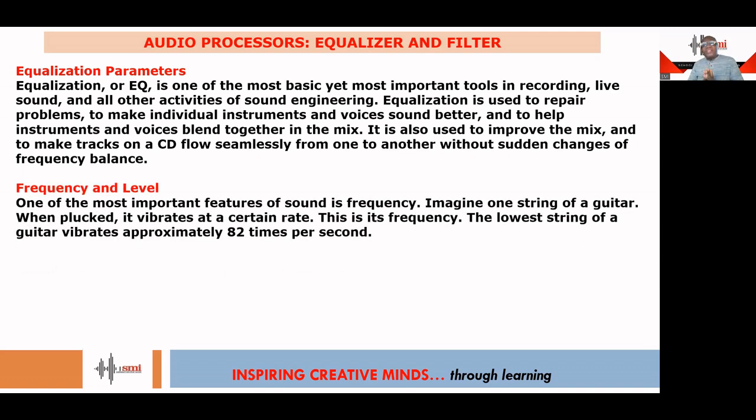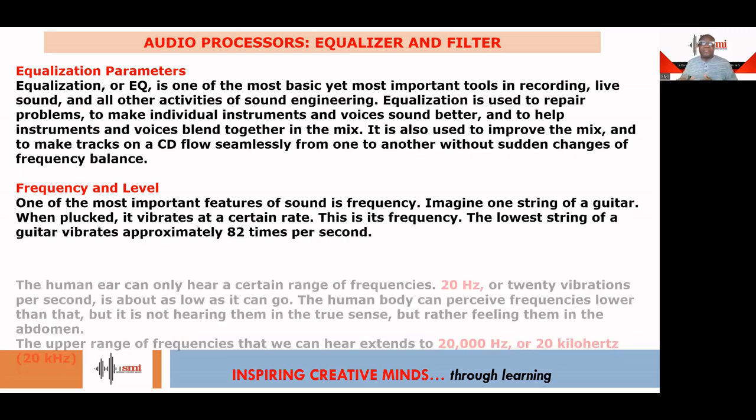Now, frequency and level. One of the most important features of sound is frequency. You know, a sound wave has frequency. That is how many times it occurs in a second. So imagine one string of a guitar. When plucked, it vibrates at a certain rate. We've already done this one in module 3. This is frequency. The lowest string of a guitar vibrates approximately 82 times per second. So its frequency is what? 82 Hz.